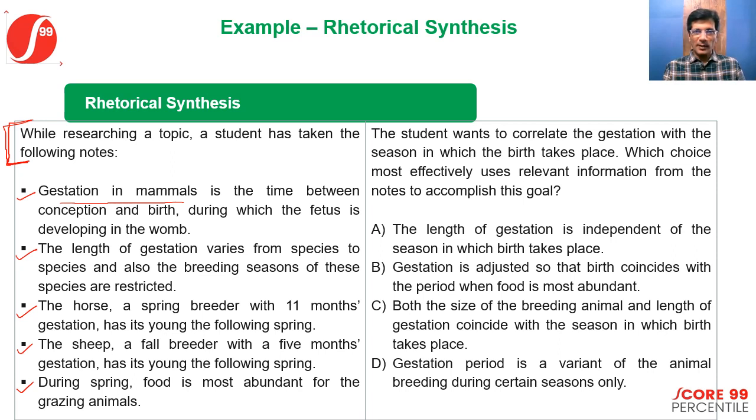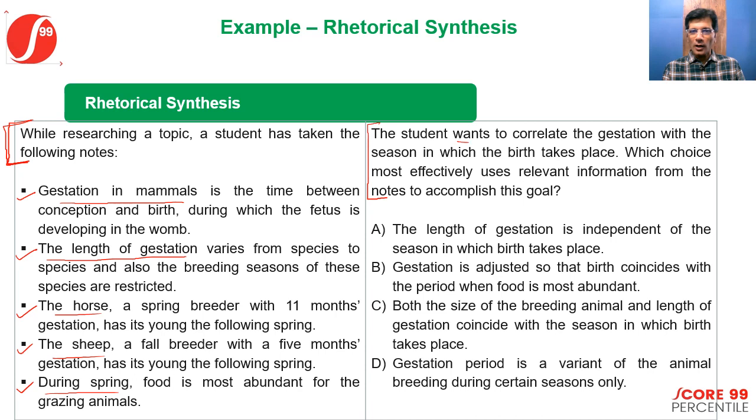So 5 bullet points. This seems to be on gestation in mammals. You're talking about how the length of gestation varies from species to species, and also that the breeding seasons of these species are restricted. Then you're looking at an example of the horse, an example of the sheep, and then during a particular season, spring, things like that. So these are the notes that the student seems to have made. Now look at your question stem.